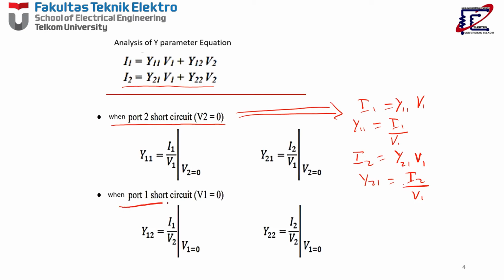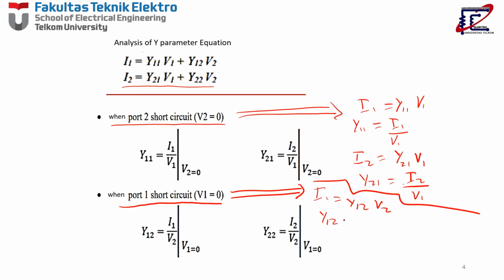Next, when port 1 is short circuit, we get I1 equals Y12 multiplied by V2, so Y12 equals I1 over V2. And then I2 equals Y22 multiplied by V2, so Y22 equals I2 over V2.